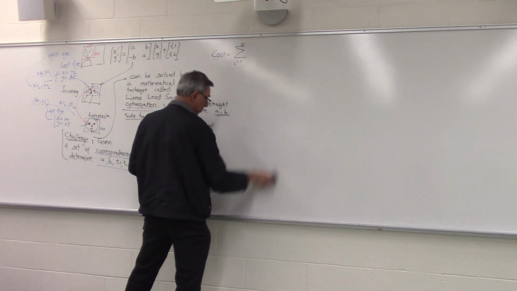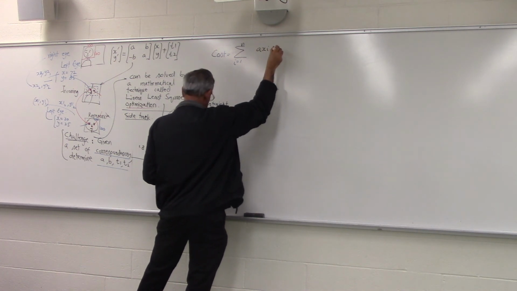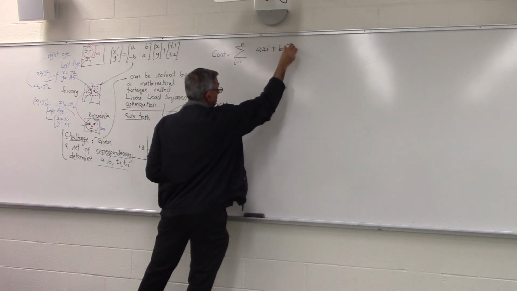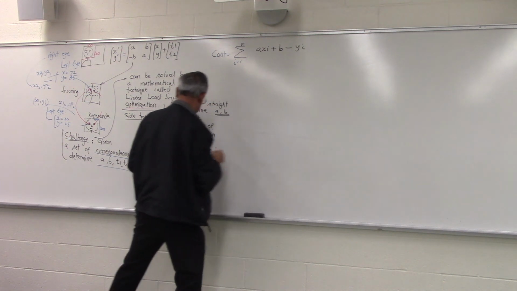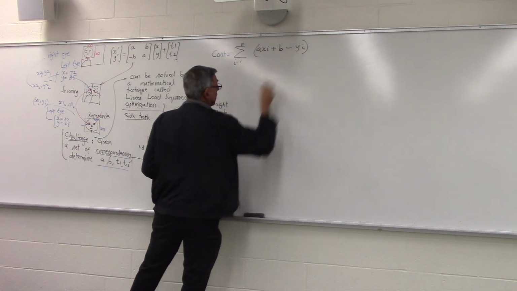A x of I plus B minus y of I. So if I move the y to this side, that will give me how much the error is.